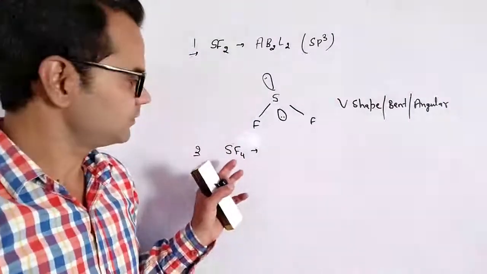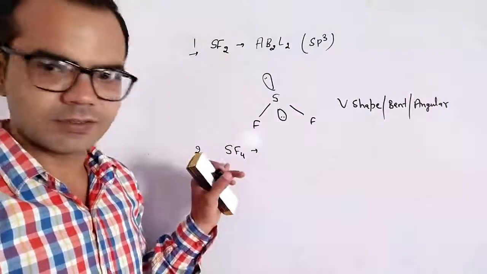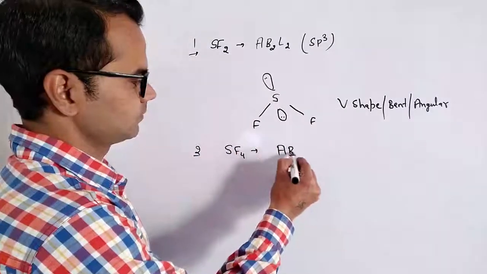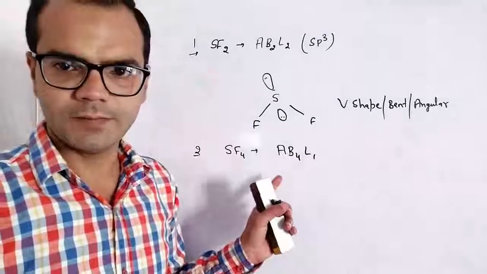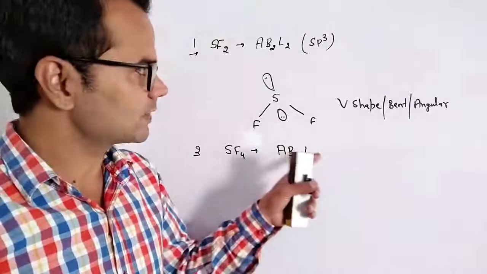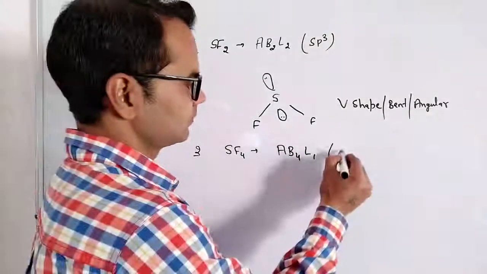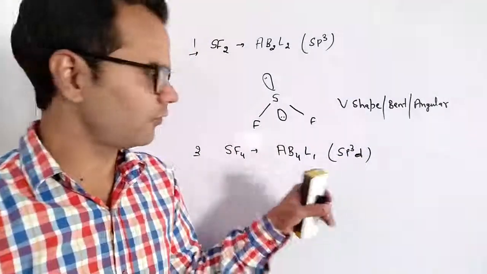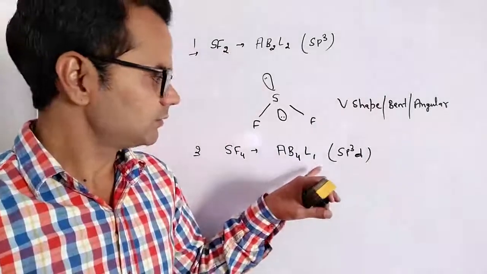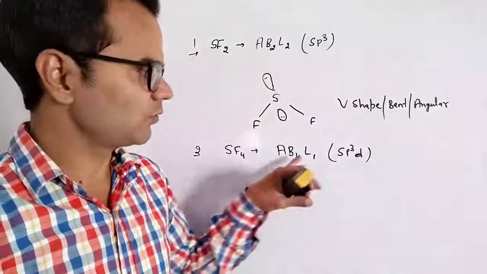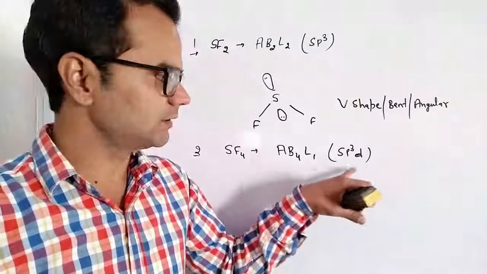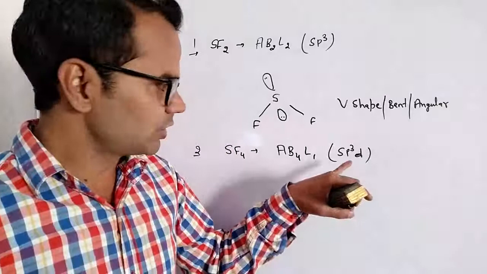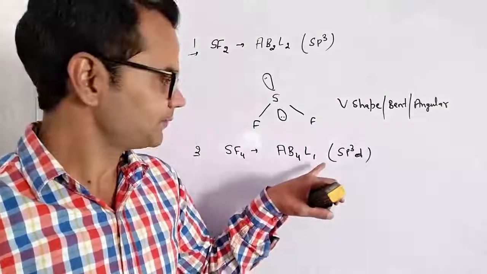Now four fluorines share 4 electrons with sulfur. So one lone pair will be left. So it is the case of AB4L1. So its expected hybridization is sp3d. 4 bonds plus 1 lone pair, 5 in total. We consider a lone pair like a sigma bond, so we need 5 hybrid orbitals. So hybridization is sp3d. One position will be occupied by the lone pair.